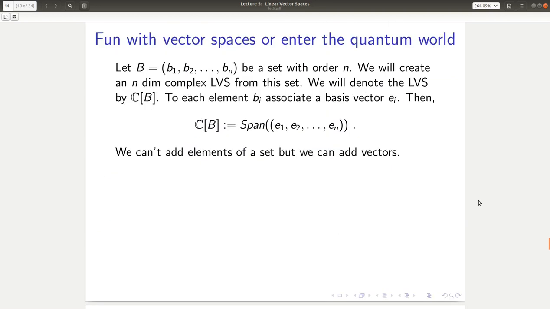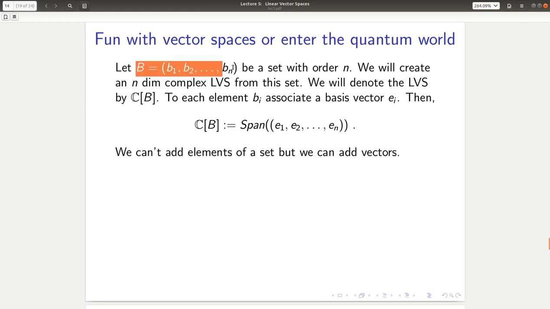Now I'm nearing the end of my lecture, so we'll do some fun stuff, and we will enter the quantum world. It's a cheap entry into the quantum world, but just for fun, that's okay. So the idea is that, let's say you're given a set B with n elements, B1, B2 to Bn. What we will do now is create an n-dimensional complex linear vector space from this set, and we will denote it as C of B. We could have created a real vector space, which I'll call R of B, but I'm interested in complex, so I'll just call it complex.